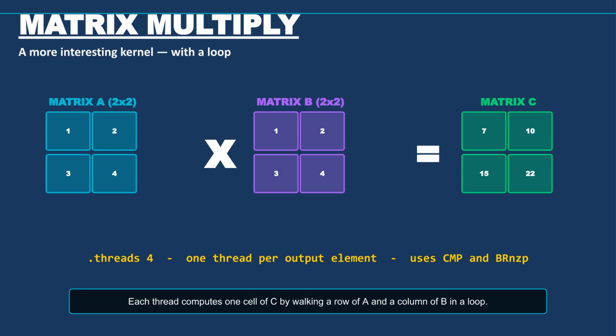For a more complex example, consider matrix multiplication of 2x2 matrices. 4 threads are launched, 1 for each output element. Each thread computes its target cell in the result matrix using a loop.